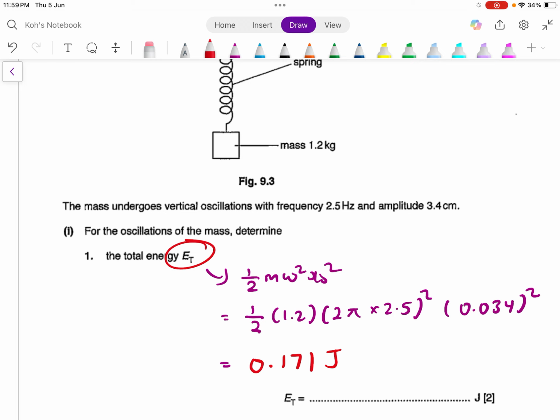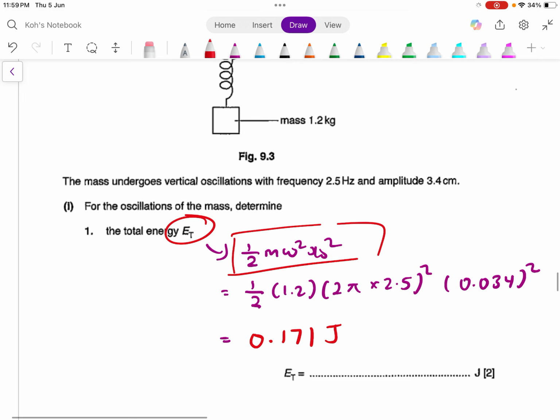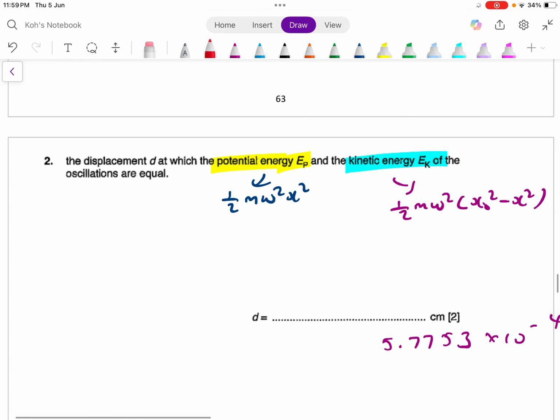This one is simple, just quote the formula half m omega square x naught square. You do the calculation, hopefully you get about 0.171 joules. You can also put it in standard form, 1.71 times 10 to the negative 1 joules, also can. Okay, so that is for the first part. What about the second part?